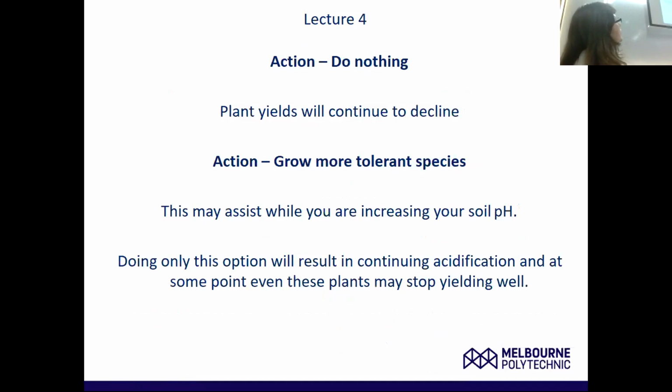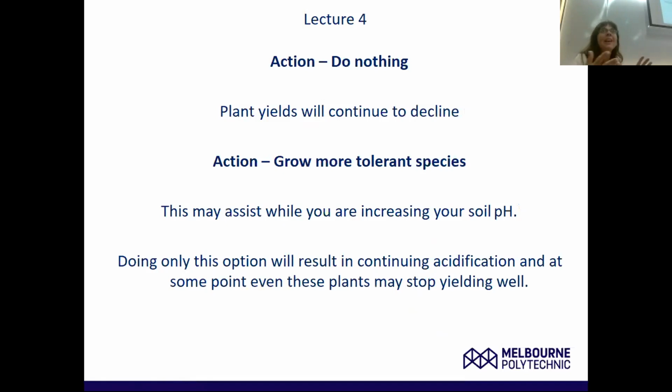So if you do nothing, then your plant yields, your pasture, will get worse. If you do something though, you can stop the problem getting worse initially, and then over time you can build it back up as your conditioner works. You will also see, if you have a pasture, your annual weed seeds in your pasture will change as your pH changes as well.